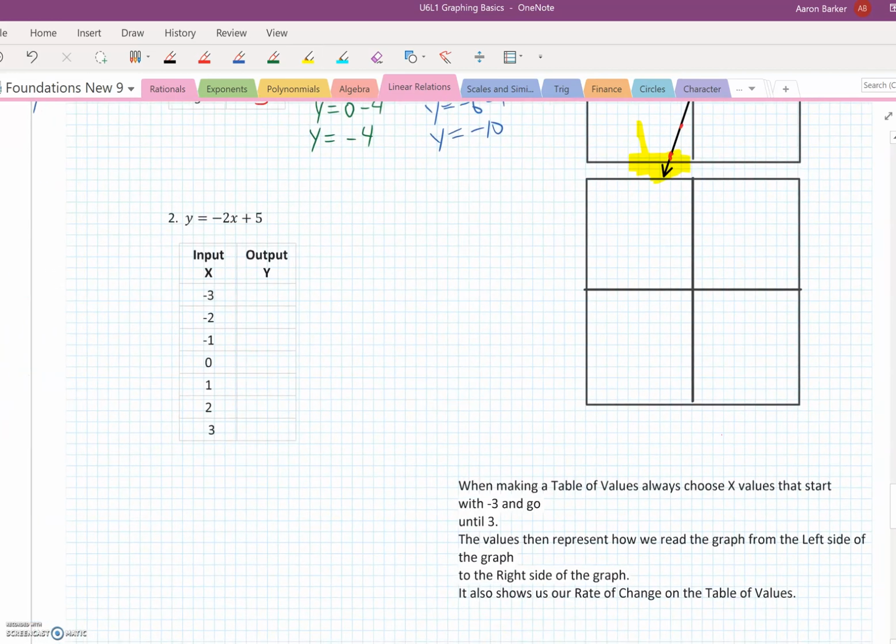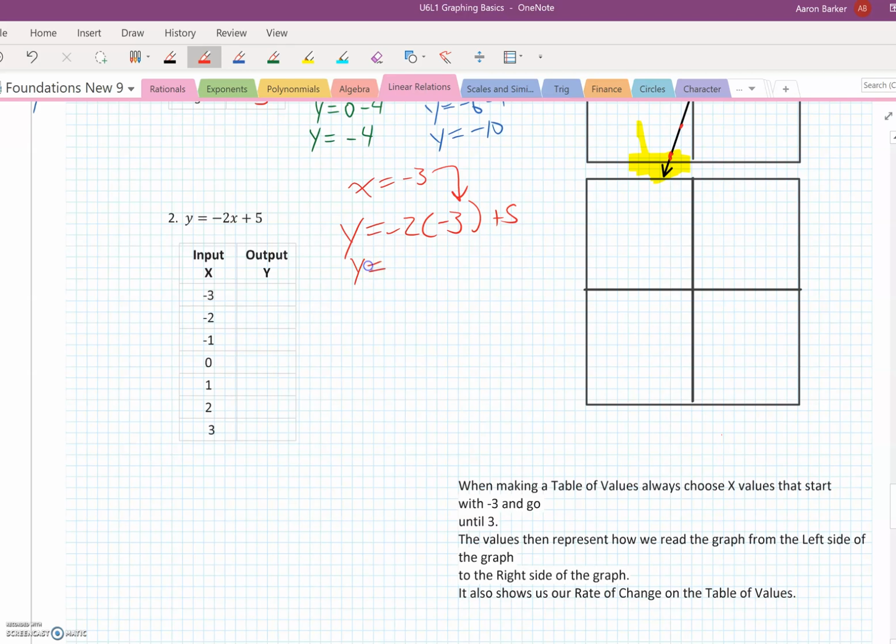But here what I want you to do is practice another table of values. So you have to find your inputs and outputs. So your input is -3. So y equals -2 times -3 plus 5. And this is using the input x equals -3. You substitute it in for your x value.